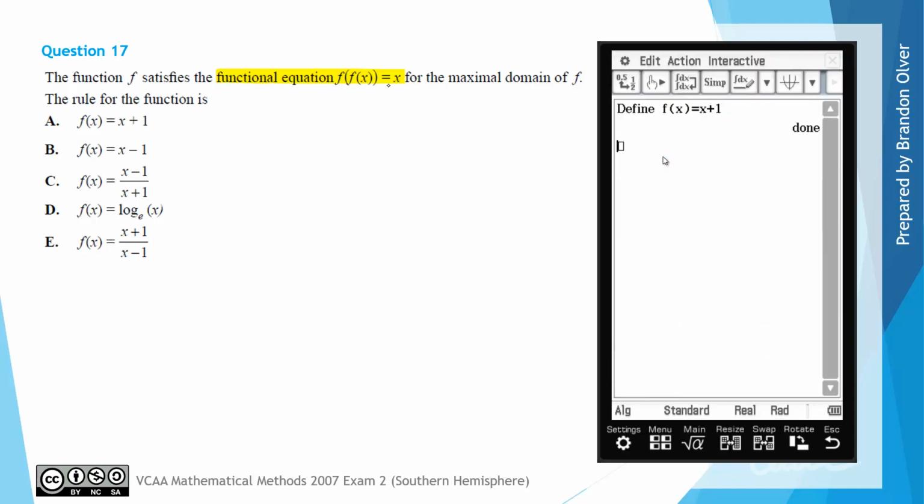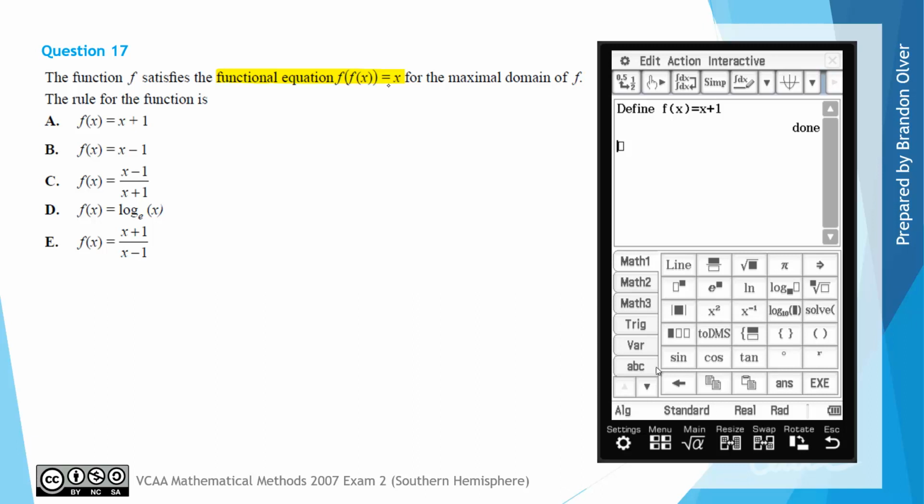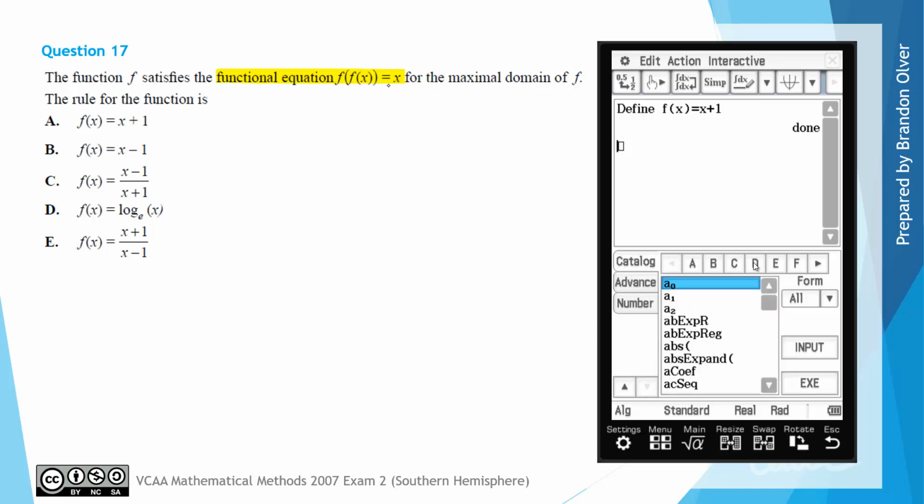And then the next thing we want to do is type out the functional equation after we've put judge before it. So we're going to go to keyboard, and then we're going to click the down arrow, and then in catalog we're going to go to J for judge, and then go input, and we want to judge if f of, and then inside it we also want f of x, so we want f of f of x to equal x. And then if I hit execute, that's going to tell us that it's false. So the function x plus 1 doesn't satisfy that functional equation.